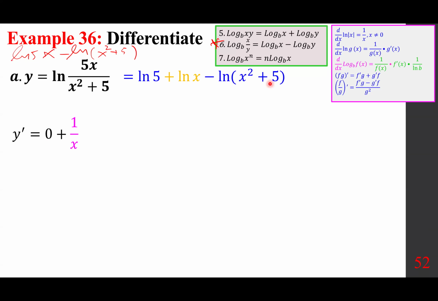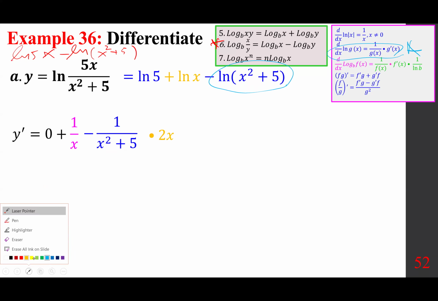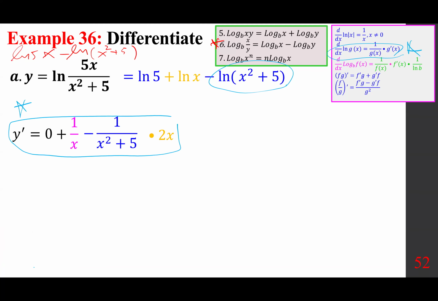But what about ln of x squared plus 5, minus? For this one, I'm going to use this one, everybody. Flip it over. The negative sign remains. Minus 1 over x squared plus 5 times the derivative of the argument, 2x. And I want to box that. I want to make a point. This is done as far as calculus is concerned.